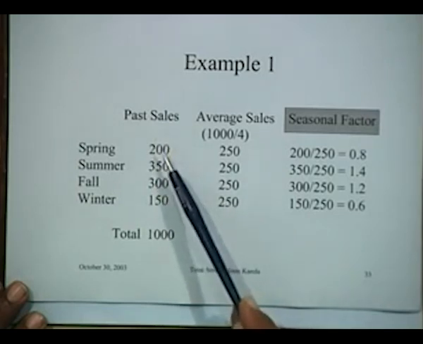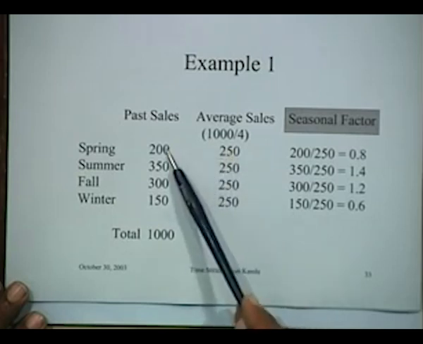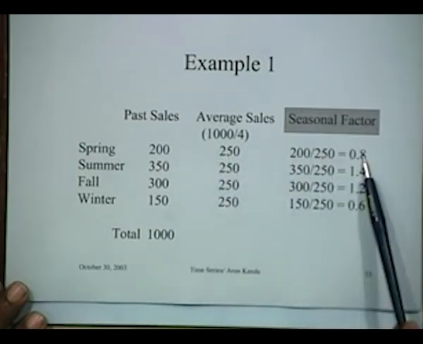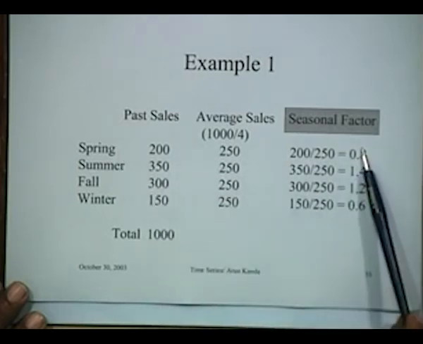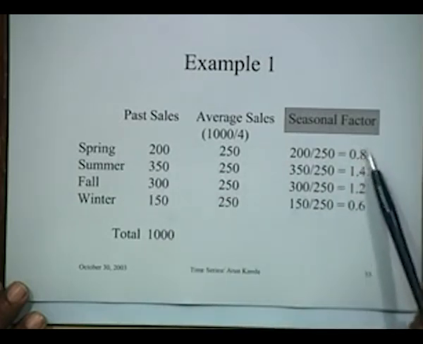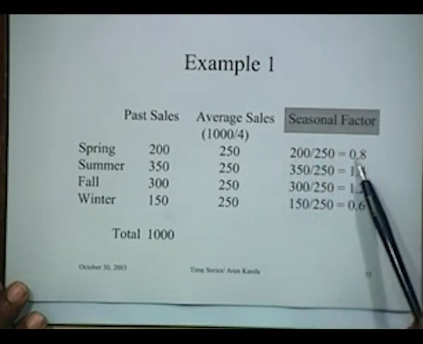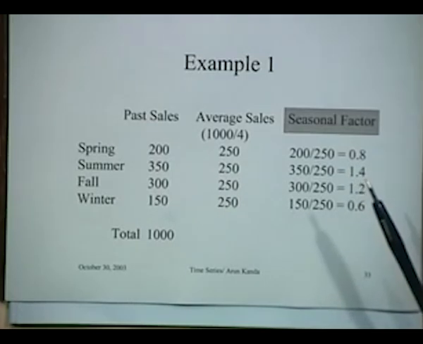So what you can do is actual demand divided by the average, right? 200 divided by 250 is actually 0.8. So this becomes the seasonality factor for spring. What it shows is that on the average the demand during spring was 80% of the average demand. That's what it shows, nothing else.